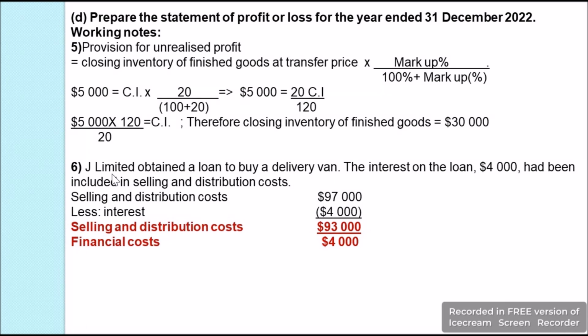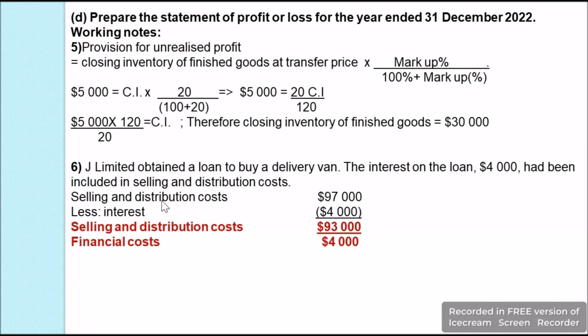Furthermore, additional information was provided that J Limited obtained a loan to buy a delivery van. The interest on the loan was $4,000 and had been included in the selling and distribution cost. You see, this interest on loan will not be a part of selling and distribution cost, it will be a part of financial cost. So we will subtract this.